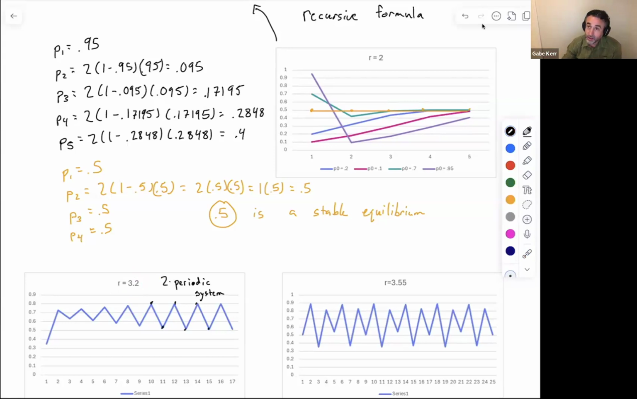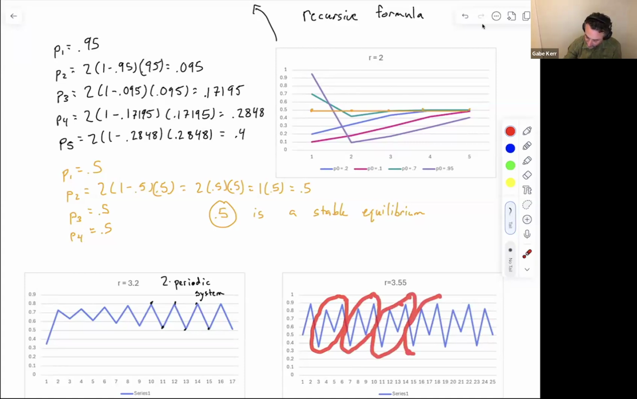If you go up a bit in the growth rate, r equaling 3.55, then all of a sudden you might notice the graph. Here I included a lot more time. You might be able to chop out a graph like that and see that it is repeating itself over and over and over again.